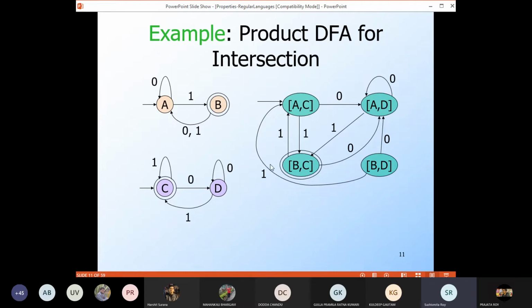Can you see how this product automaton is simulating this automaton and this automaton, both sort of in parallel, and that is how the transitions are filled in for the product automaton. And how many states will the product automaton have? Here it is obvious, two from one and two from the other. But what is the formula? Suppose the first automaton has X number of states and the second automaton has Y number of states. Then how many states will you have in the product automaton?